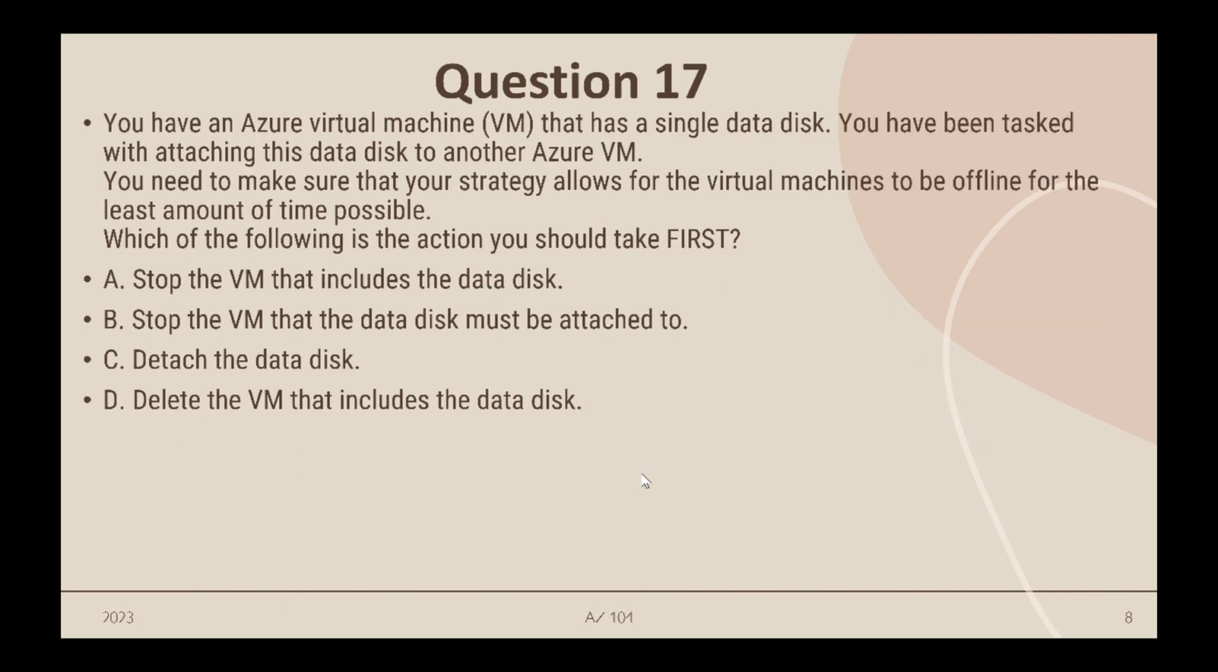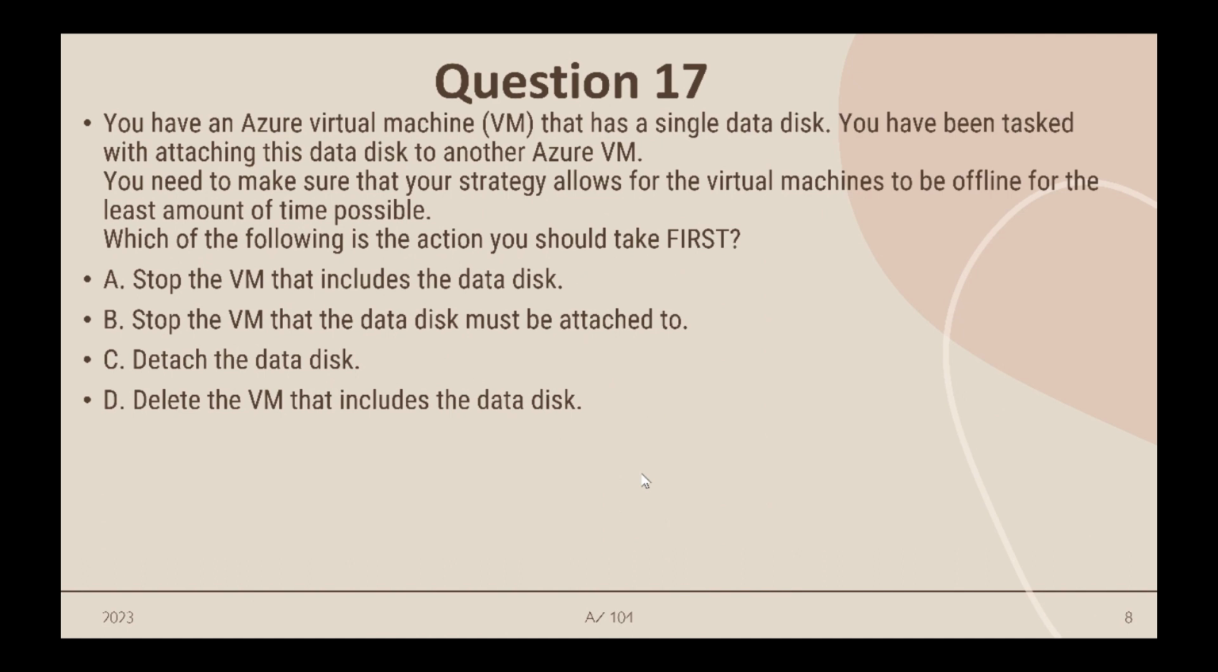You have an Azure virtual machine that has a single data disk. You have been tasked with attaching this data disk to another Azure VM. You need to make sure that your strategy allows for the virtual machines to be offline for the least amount of time possible. Which of the following is the action you should take first? The options are: A, stop the VM that includes the data disk; B, stop the VM that the data disk must be attached to; C, detach the data disk; D, delete the VM that includes the data disk.